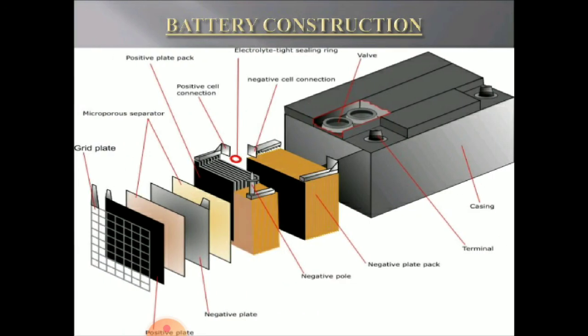So this is the construction we prefer for the lead acid battery. We can see there are several parts indicated over here. This is the positive. The positive plate is shown in dark chocolate or black color, and some grids are there. In those grids itself, we are fixing the positive plate as well as the negative plates. So this is a grid plate.